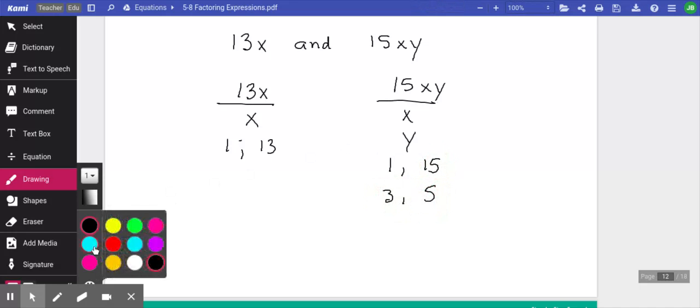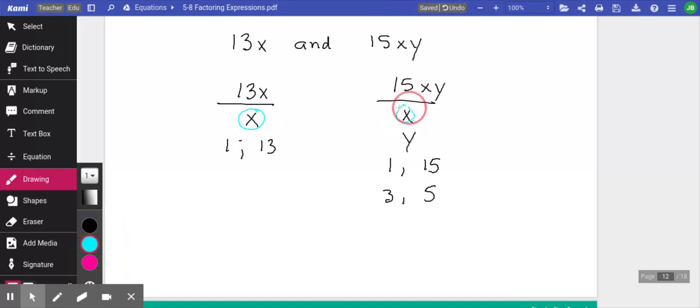When I'm looking for the common ones, I would say that we have x on both and 1 on both, but that's it. So our common factor here would just be the x. We can put the imaginary 1 in front of it and say 1x, that's okay, but we'd also know that 1 times x is just x. So that would be a common factor between 13x and 15xy, because the variables are the only thing common. What would happen if we didn't have any commons? Well, we could just put 1, or we could just say that there are no other common factors.